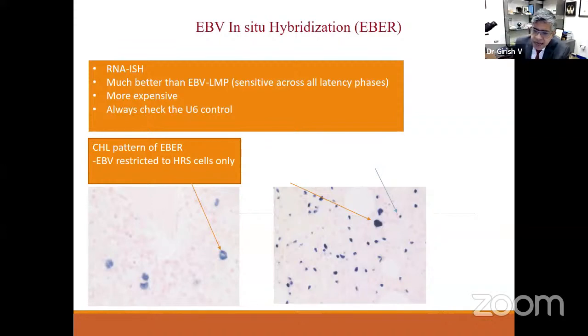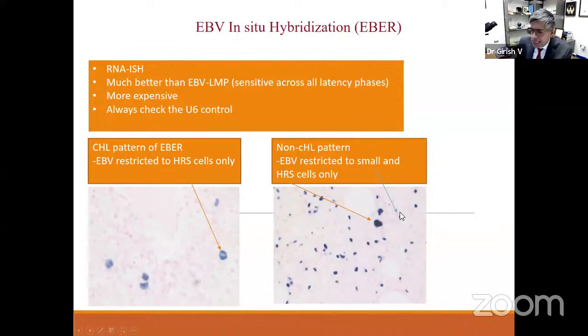And this here shows large cells and some small cells positive for EBV. So that is a non-CHL pattern of EBV, which you see in a whole host of EBV entities. It could be EBV reactivation, it could be AITL, it could be the EBV mucocutaneous ulcer that was described recently. So this is one pattern that you should look for when you look at the EBER stain.